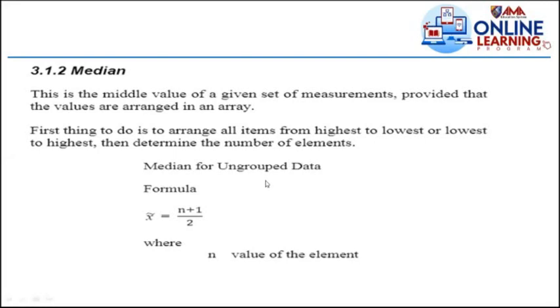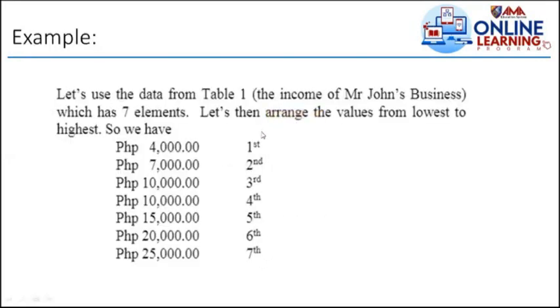So we have now the median for ungrouped data. The formula is x tilde equals n plus 1 divided by 2, where n is the number of elements. So let's use the data from table 1, the income of Mr. John's business, which has 7 elements. Let's arrange the values from lowest to highest. Here is the income from Sunday, Saturday, up to Monday. So we arranged it from lowest income to highest income. If we look at that, 1, 2, 3, 4, 5, 6.